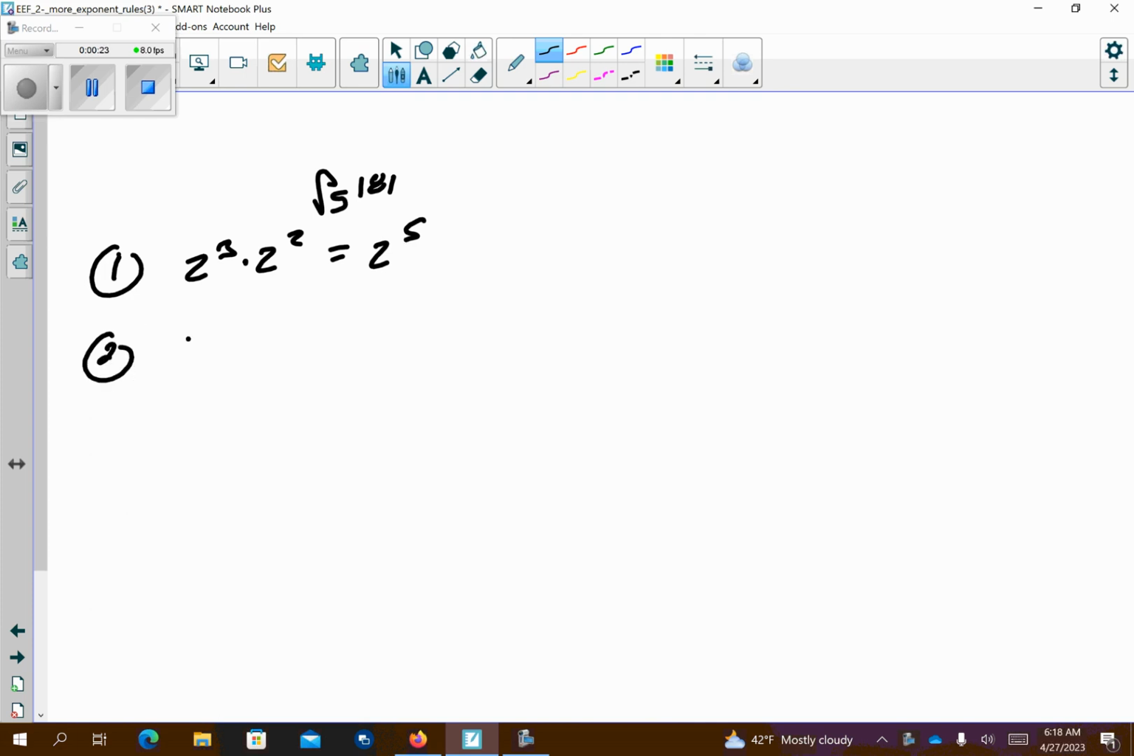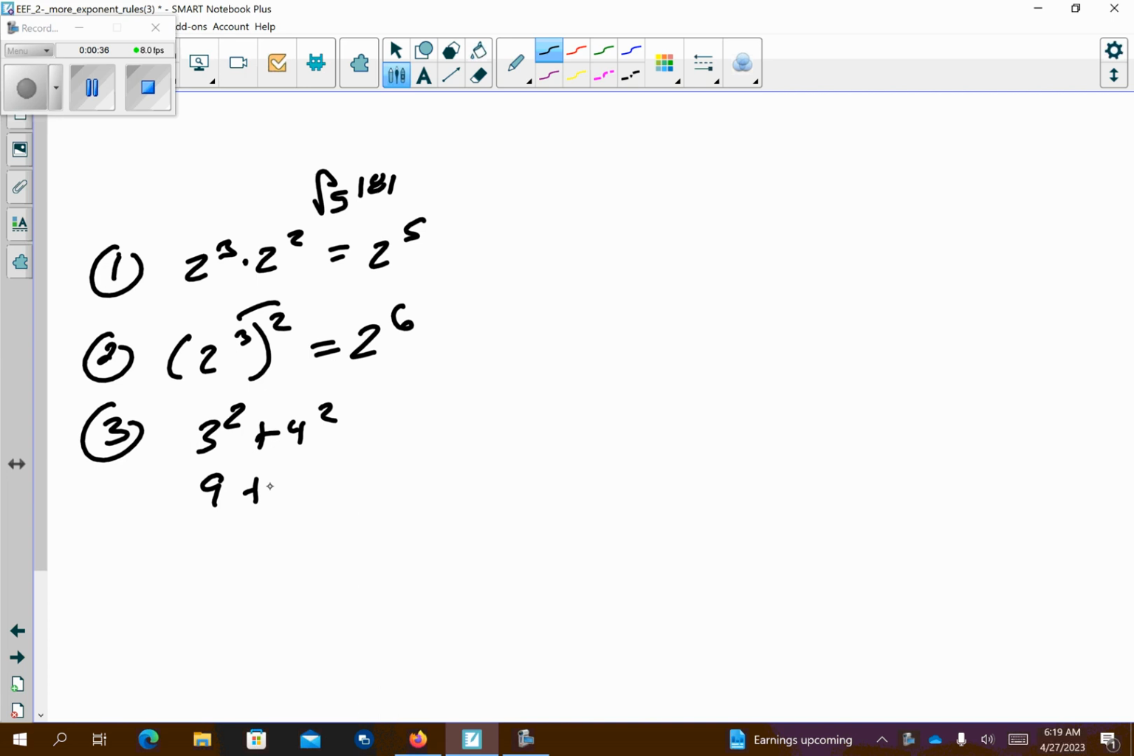Problem number 2, you get 2 to the third raised to the second. So I'm going to multiply those exponents. So that's going to give me 2 to the sixth. Number 3, I get 3 to the second plus 4 to the second. Well, those are just adding, so I get 9 with that and 16 here, so that gives me 25.